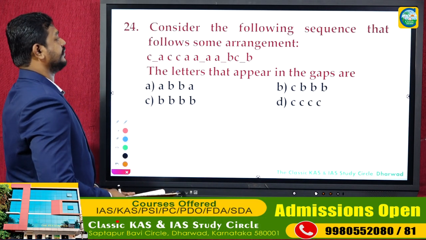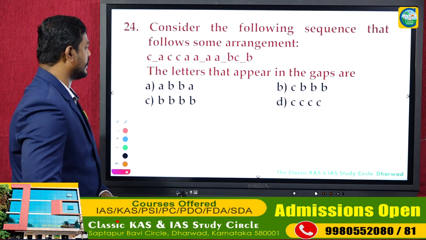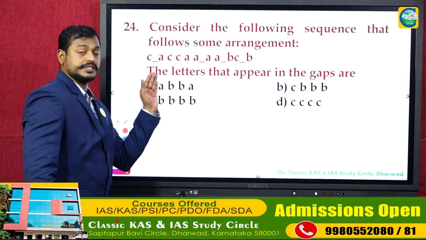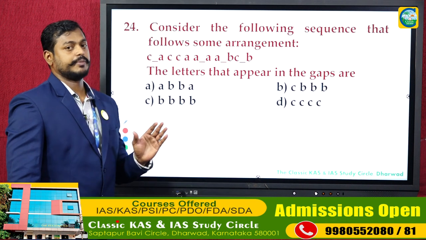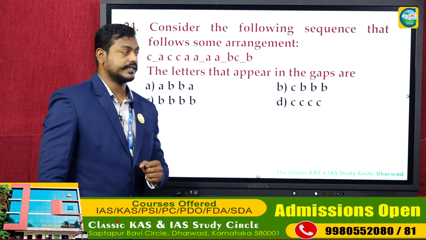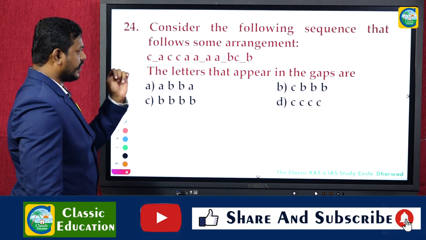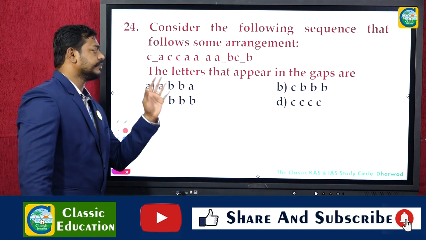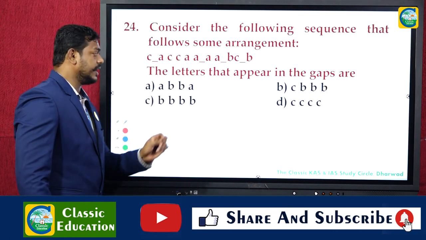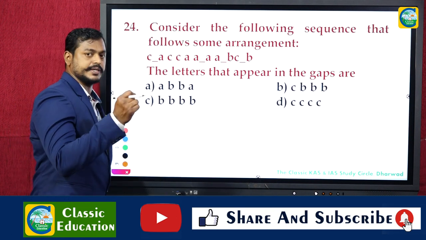Okay, so consider the following sequence that follows some arrangements. These questions come under a particular topic, that is alphabetical series or alphabetical test, right, friends? So let me check here. This is not that tough. They are given one series here, an alphabetical series, in which some of the alphabets are missing.